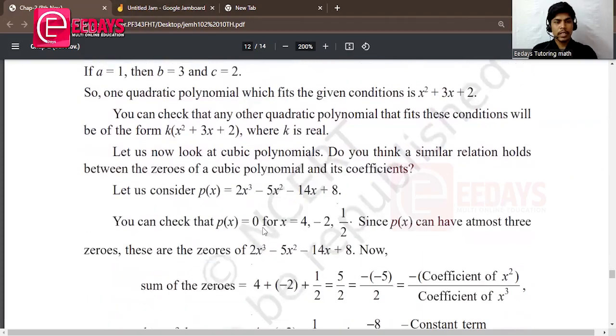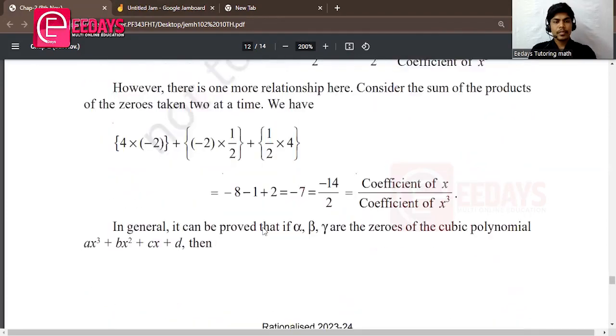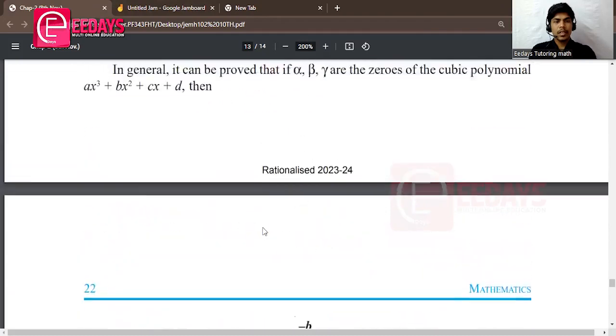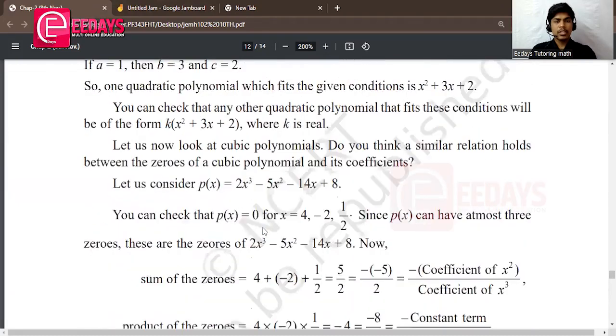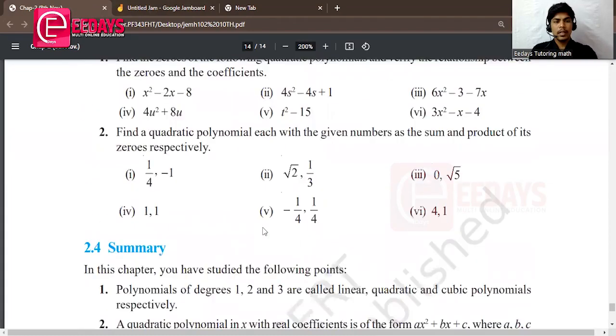Let's move on to the next one. These are a few examples they gave here. Now, the next concept is the cubic polynomial. Let's understand the cubic polynomial.